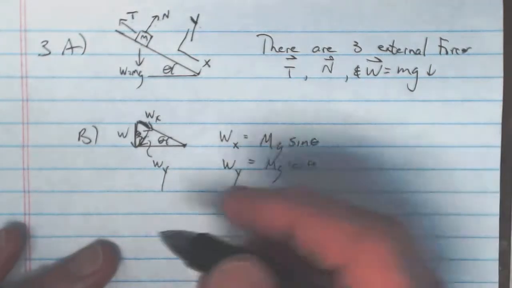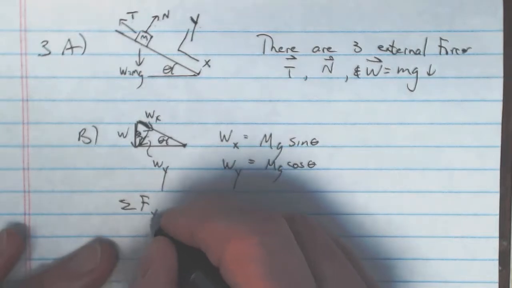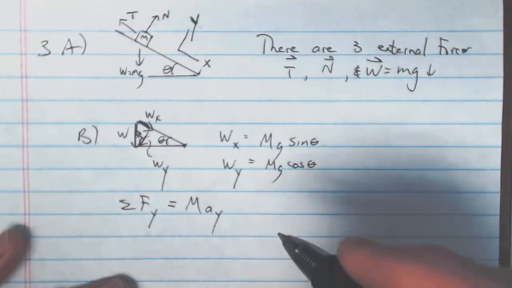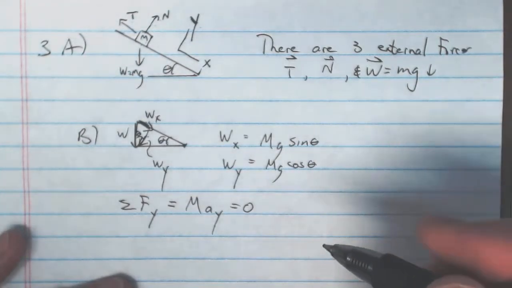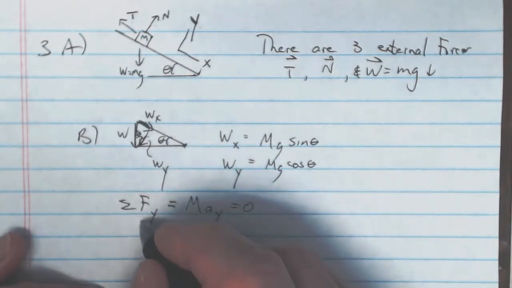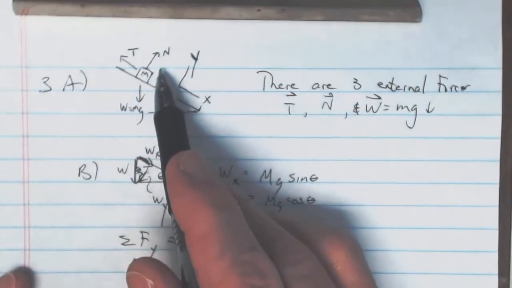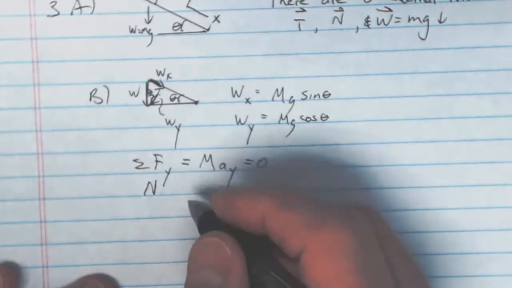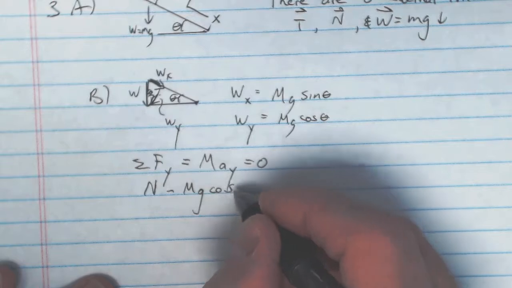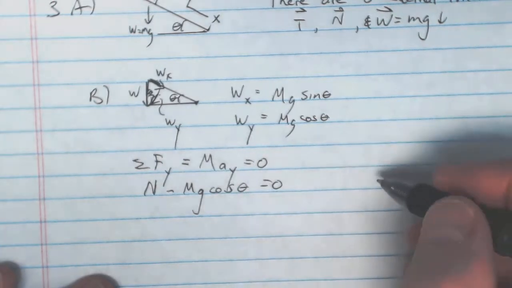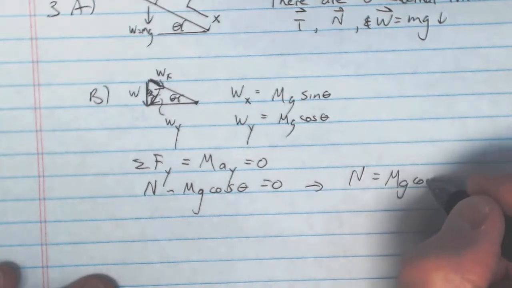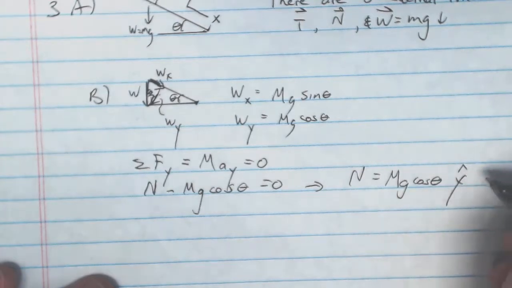So now we can use the sum of the forces in the y direction is equal to the mass times the acceleration in the y direction, and that's going to be equal to 0. The sum of the forces in the y direction, let me just write what they are. I've got a normal force in my positive y direction from up here. I've got the y component of the weight, which points in the negative y direction, so I'll write that as negative mg cosine theta. That's equal to 0, and we can immediately solve for the normal force equals mg cosine theta, in the y hat direction.